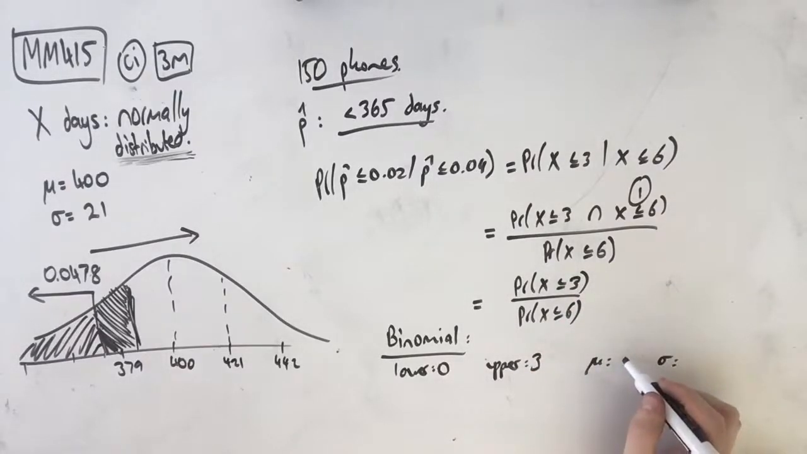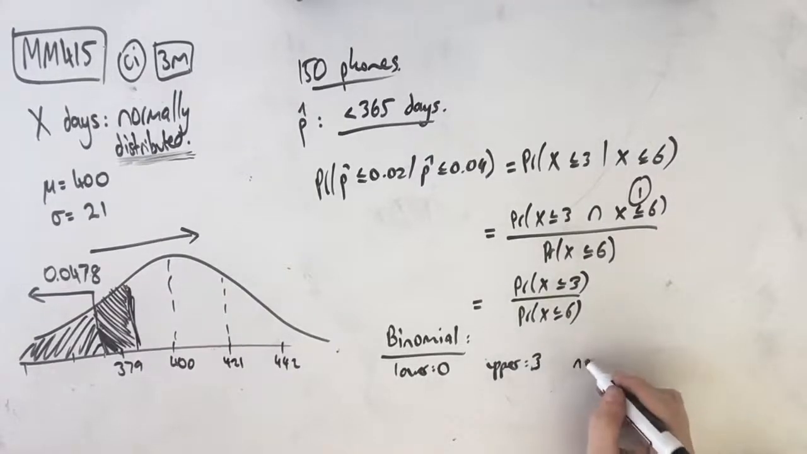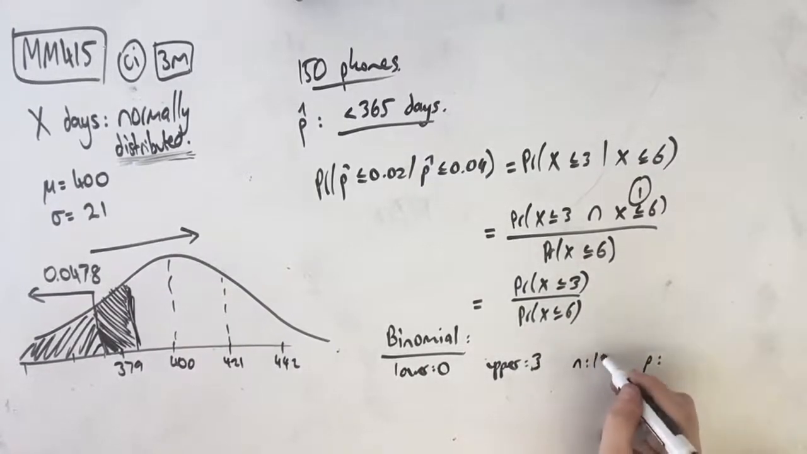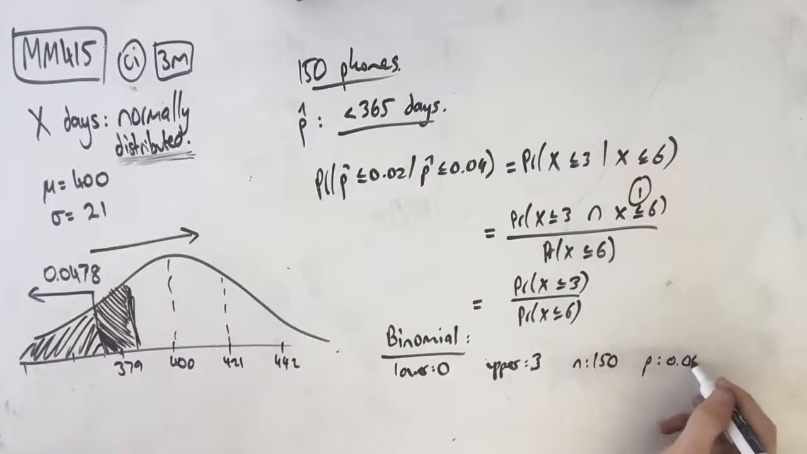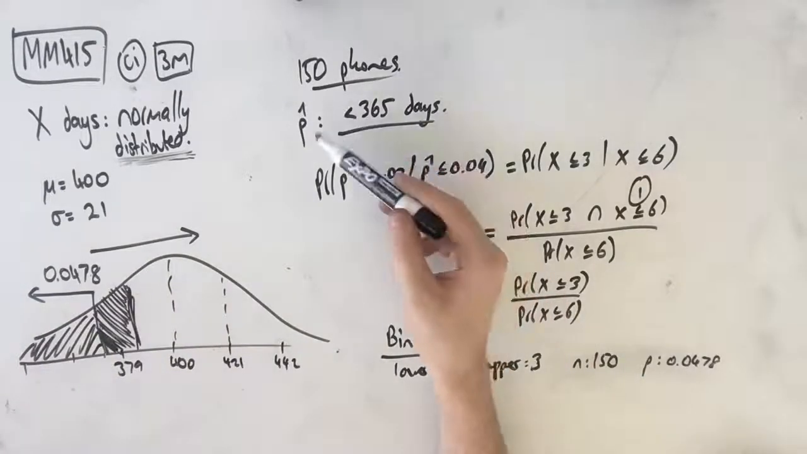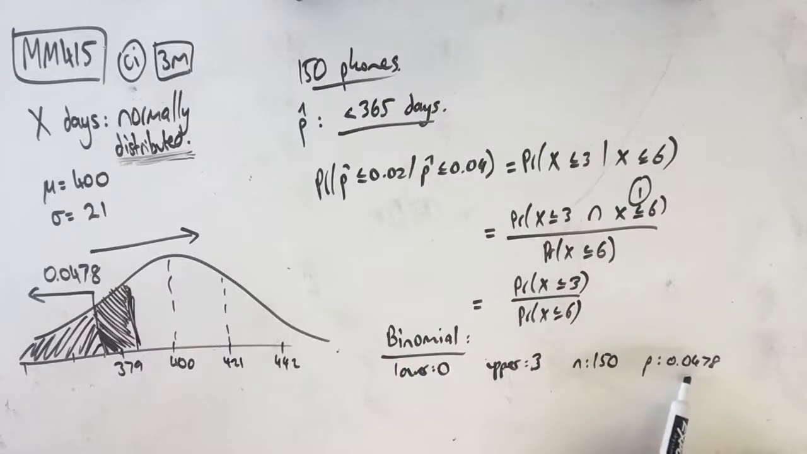Mean is... sorry, we're not looking for that, we're looking for n and p, my bad. N and p. N is 150, because we've got the total number of phones, and p is 0.0478, which is what we found in part A. So the probability that a phone lasts less than 365 days is 0.0478, and we now need to recognize that we have to bring that back.